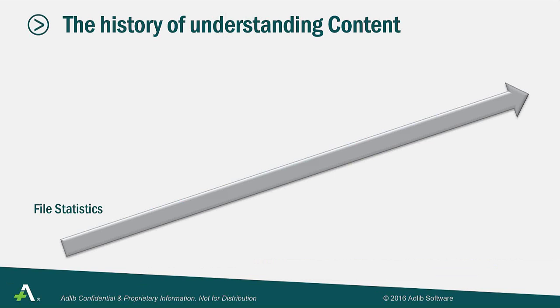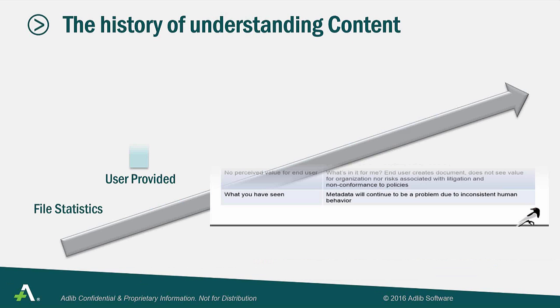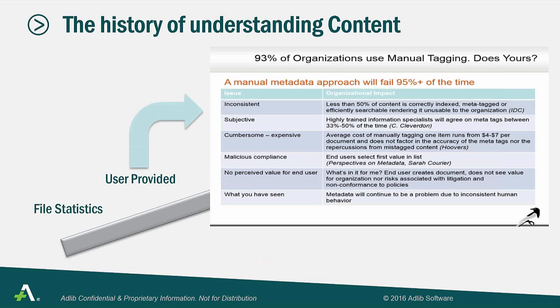The next step, of course, is user-provided, and you can just imagine the eyes rolling. It's not only frustrating for the users themselves to have to fill in all these fields when they're profiling their content, but it just doesn't work. There are all kinds of stats out there. We talked about the 93% of organizations that use manual tagging, and the manual approach will fail 95% of the time. These aren't our stats, but industry stats that are out there. Might be a little bit extreme, but you get the point.